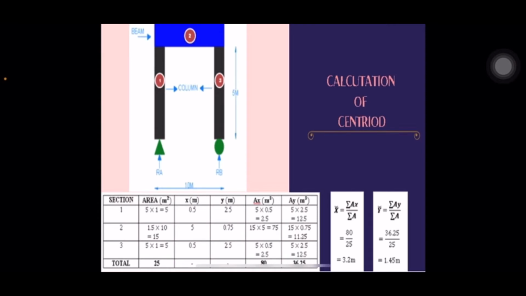This is the calculation of centroid. As we can see here, I have divided this structure into 3 sections to make our calculation easier. After calculating the area, x, y, ax, and ay of each section, we will get the total area, total ax and total ay. And here we get x equal to 3.2 meter and y equal to 1.45 meter, and here we can get the centroid.